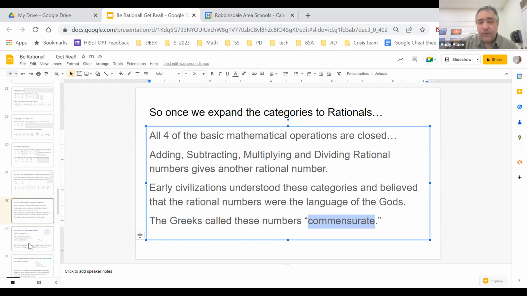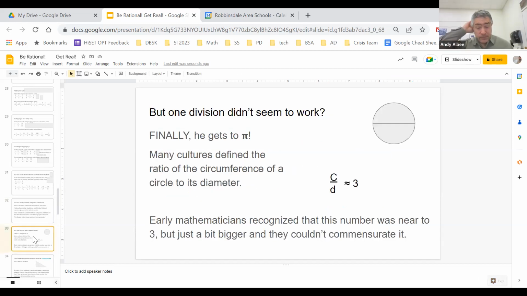So the Greeks said every number created by the gods is rational. There are no numbers that aren't rational. That is the end all be all, we're done. But then we ran into this guy. And we finally get to pi, right?